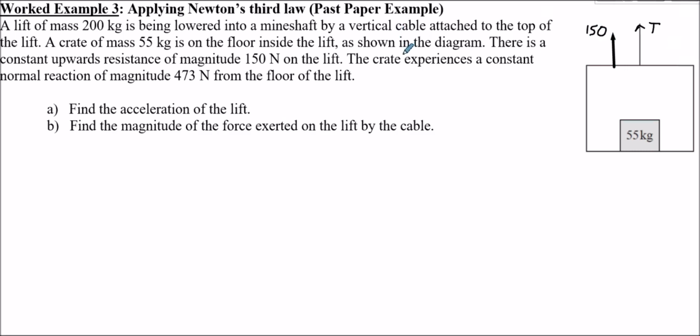The crate experiences a constant normal reaction of magnitude 473 newtons from the floor of the lift. Part A, find the acceleration of the lift. Well, we're told here what force the crate is experiencing from the lift. We also know the mass of the crate as well, so it might be a good idea to just start with the crate.